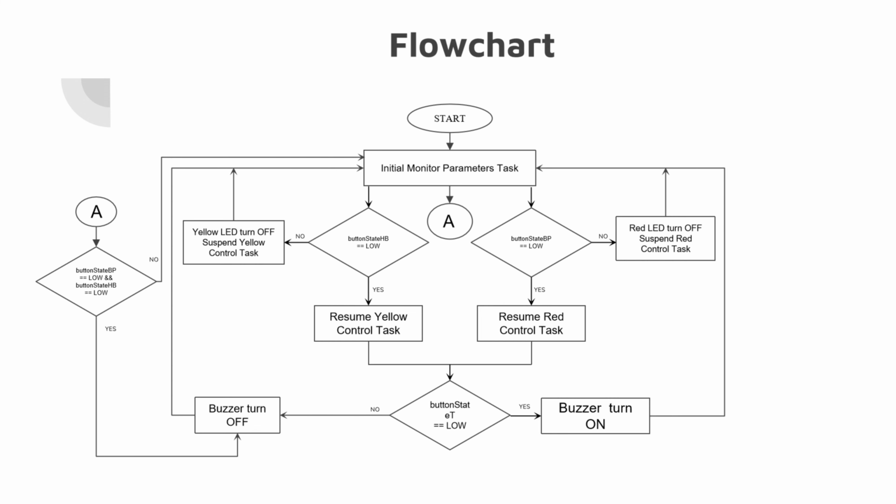So if there is no abnormal value for the patient, the yellow and red LEDs will turn off and the buzzer will also turn off. The yellow and red LEDs can turn on simultaneously if the heartbeat and blood pressure are both abnormal.